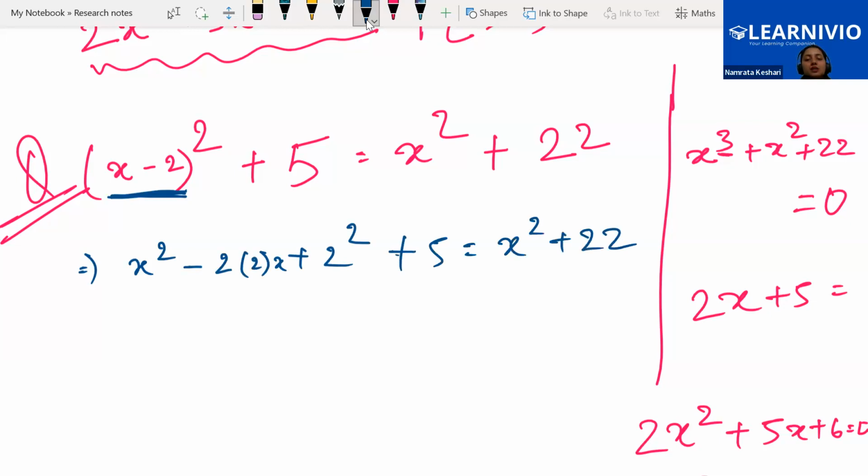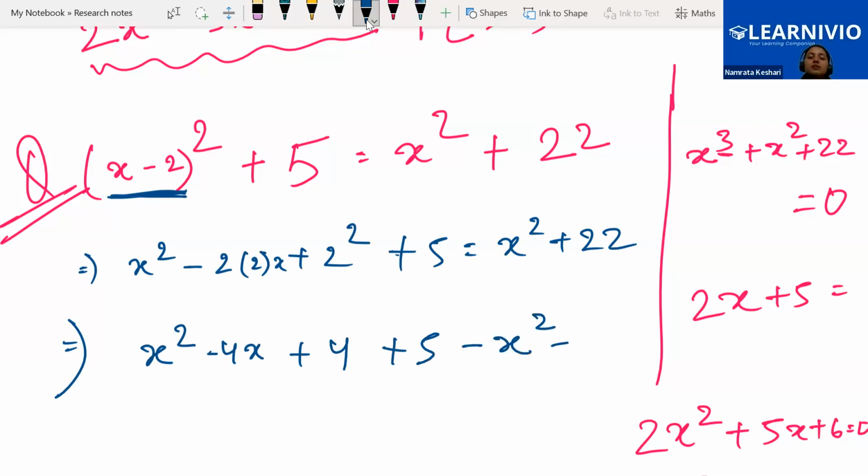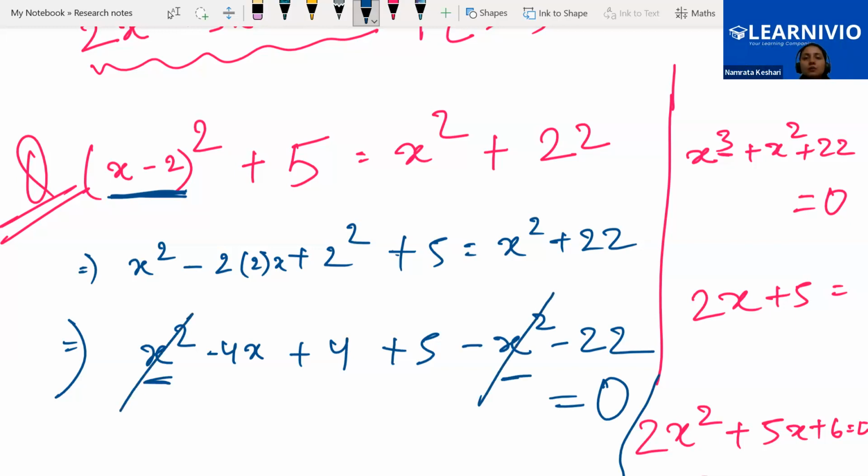Perfect, Asha. Okay, now we are going to do the basic simplification. Let's do it. x square, 2 into 2, that is minus 4x, plus 4, plus 5, minus x square, minus 22, is equal to 0. I have pulled everything from the other side also. We have transposed whatever was on the right hand side to the left hand side. The other side is just 0. Now this x square and this x square, we will cancel out. Can you see it is getting cancelled out?